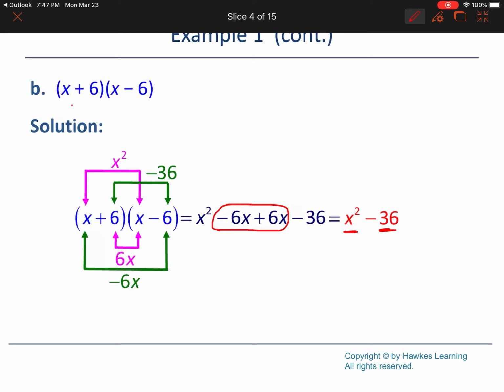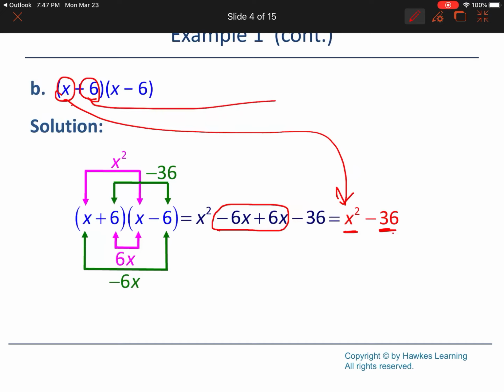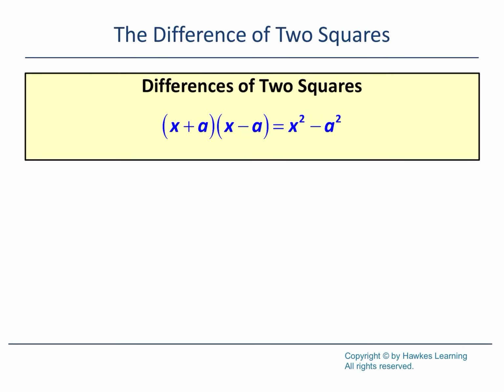And we're left with x squared minus 36, which are both perfect squares. So this is a square and this is a square. This is the difference of squares. That's what we call it. Remember this term here, that was the x. We square it, it goes there. This term, that was the 6. We square it, and that goes there. So we call this answer the difference of squares.